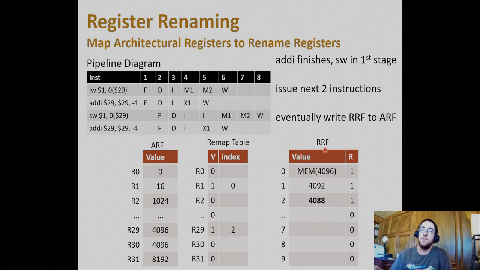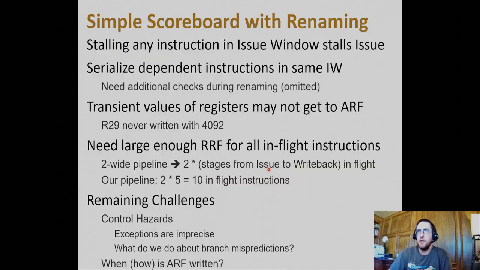Eventually, we do have to bring the rename register file values back out to the architectural register file. So we do need a mechanism for that. We'll deal with that a little bit later, I think. So this is still a pretty simple scoreboard with register renaming. We're still just using this one ready bit, although I did cheat a little bit, but that's okay.